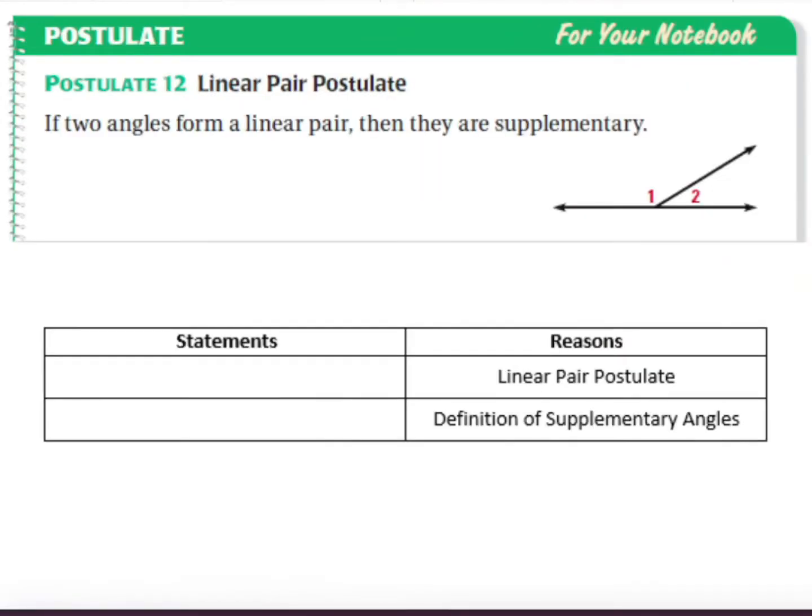The next one is the linear pair postulate. This one is used a lot. Anytime you see a picture of a linear pair, you can say that if two angles form a linear pair, then they are supplementary. So what does the linear pair postulate tell us about that picture up there? We could say that angle 1 and angle 2 are supplementary.